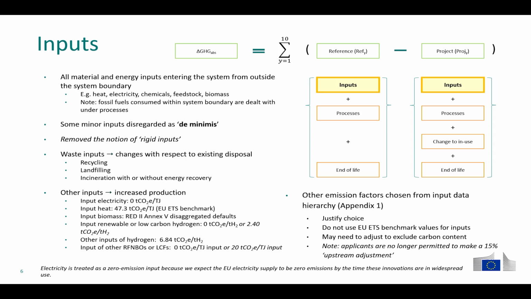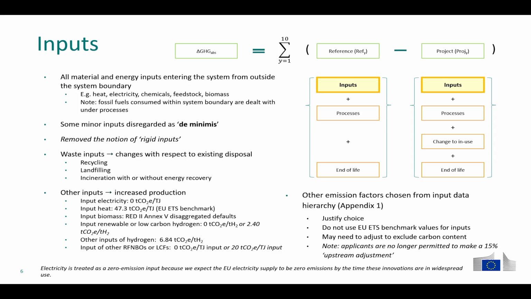For inputs of renewable or of low-carbon hydrogen, emission factors of 0 tonnes carbon dioxide per tonne and 2.4 tonnes of carbon dioxide per tonne should be used, respectively. And in order to qualify for that treatment, hydrogen must be produced as defined, in the case of renewable hydrogen, in the Renewable Energy Directive, and in the case of low-carbon hydrogen, as defined in Directive 2024/1788 on the common rules for the internal markets for renewable gas, natural gas and hydrogen. Other inputs of hydrogen are assigned the EU ETS benchmark value 6.84 tonnes carbon dioxide per tonne.